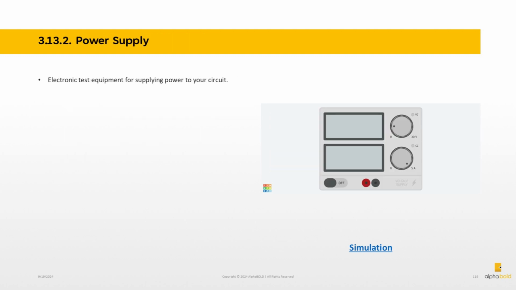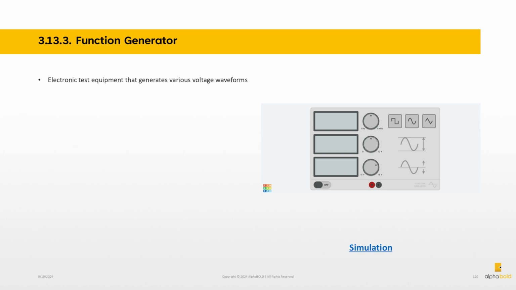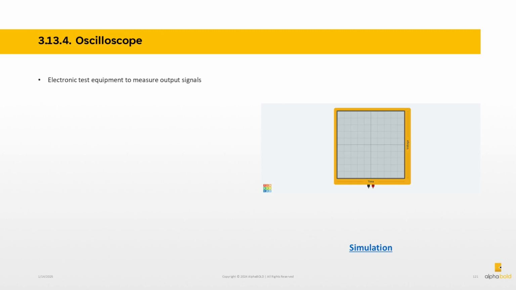Here you can view electronic test equipment for supplying power to your circuit. Function generator is an electronic test equipment that generates various voltage waveforms. Oscilloscope is an electronic test equipment to measure output signals.